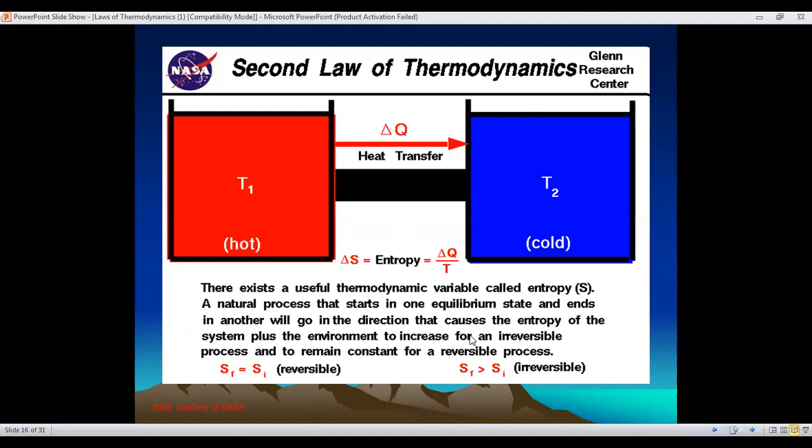Okay. There is a useful thermodynamic variable called entropy, which we represent by S.